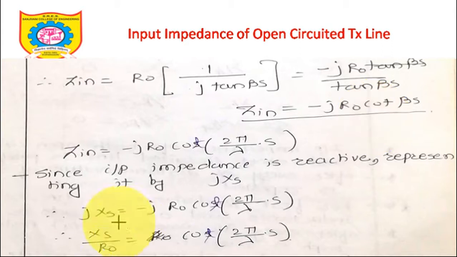and now I am going to put certain values for it. Since input impedance is reactive, representing it with JXS, in the similar way, JXS is equal to minus J R0 cot 2 pi by lambda into S. XS upon R0 is equal to cot 2 pi by lambda into S. So it is with a minus sign. Is it okay? And R0 is already taken to this denominator.